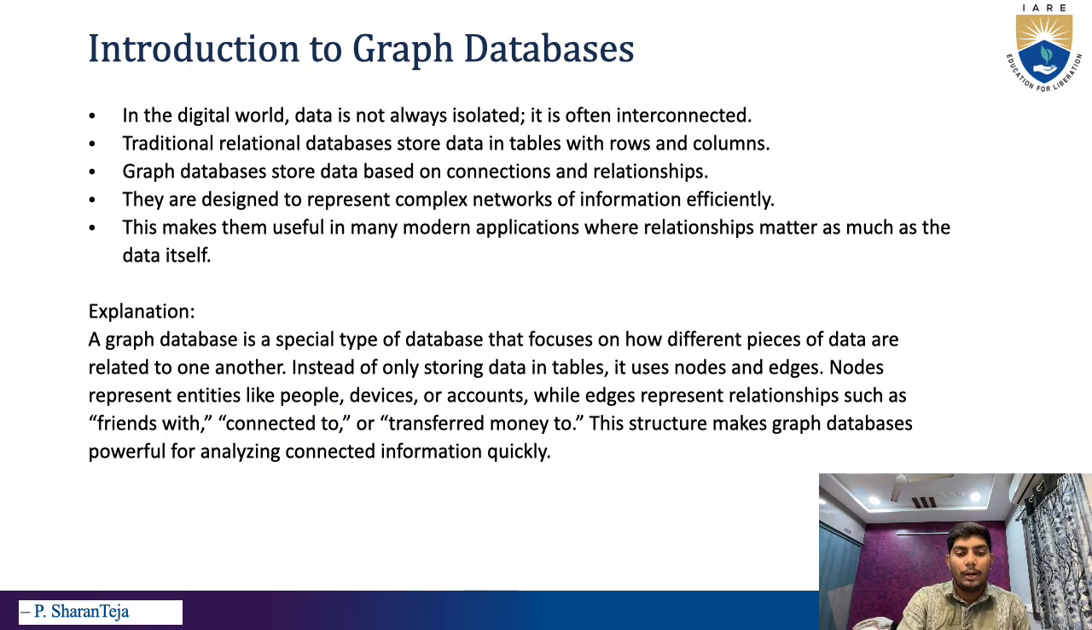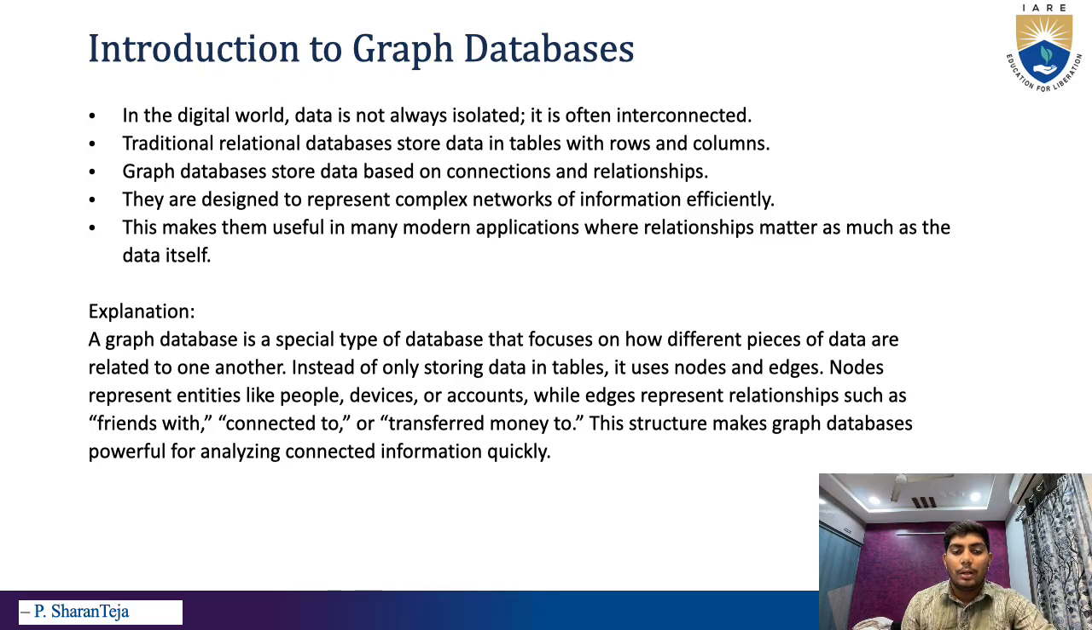Introduction to graph databases. Let us begin with understanding what a graph database is. Traditionally, databases store data in tables, rows, and columns. But real world data is not like a table. It's highly interconnected. For example, friends in a social network, transactions between banks and bank accounts, devices connected in a network. Graph databases are designed specially to handle this type of connected data.